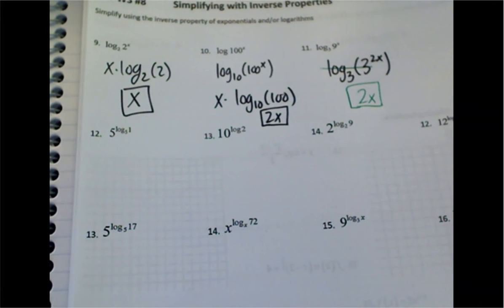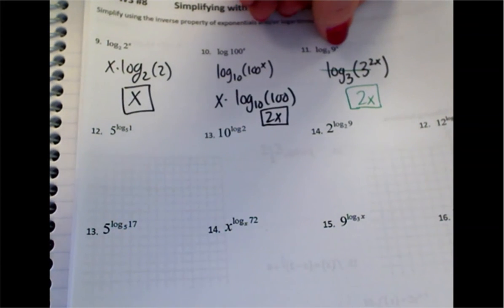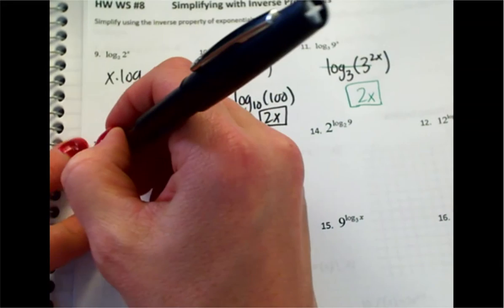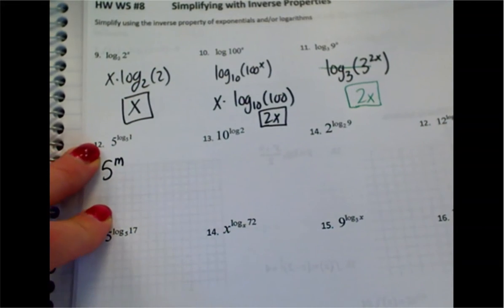Question. How come it's 2x and not x squared? Because the exponents right here, they're multiplied together. Okay? So I'm going to rewrite this m for magic.